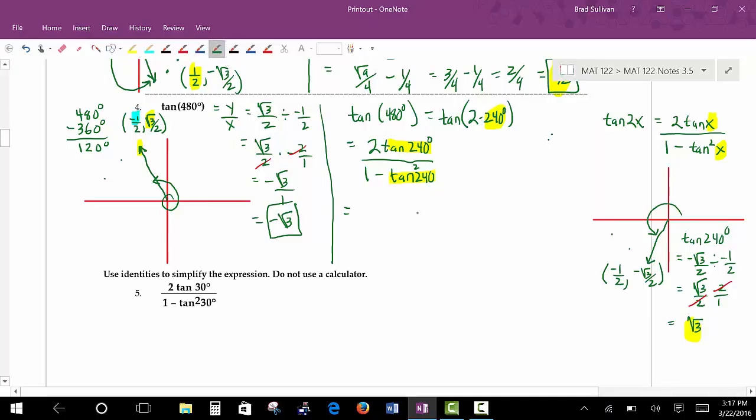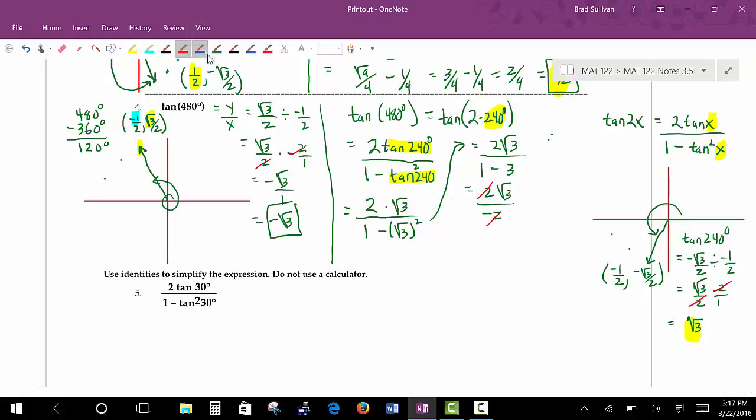So when we do this, then we're going to have 2 times the square root of 3 over 1 minus the square root of 3 squared. Now we need to just work out arithmetic. So that's 2 radical 3 in the numerator. That's 1 minus 3 in the denominator. So that's 2 radical 3 over -2. Of course, the 2's cross out. That's where the negative comes in. So you would have the same answer, negative square root of 3.